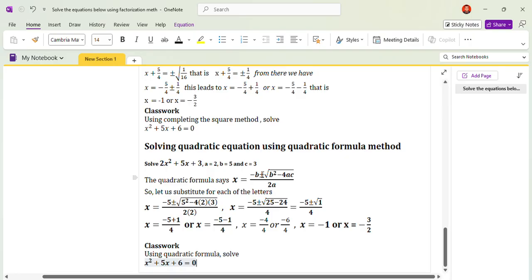So this brings us to the end of this. There is another method, which is the graphical method, where we will plot the graph to get the solution, and that will come in the next video.